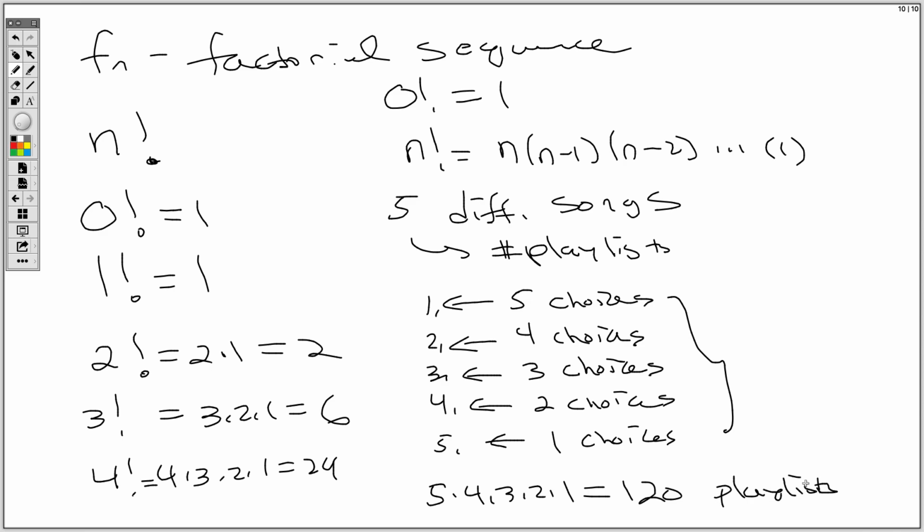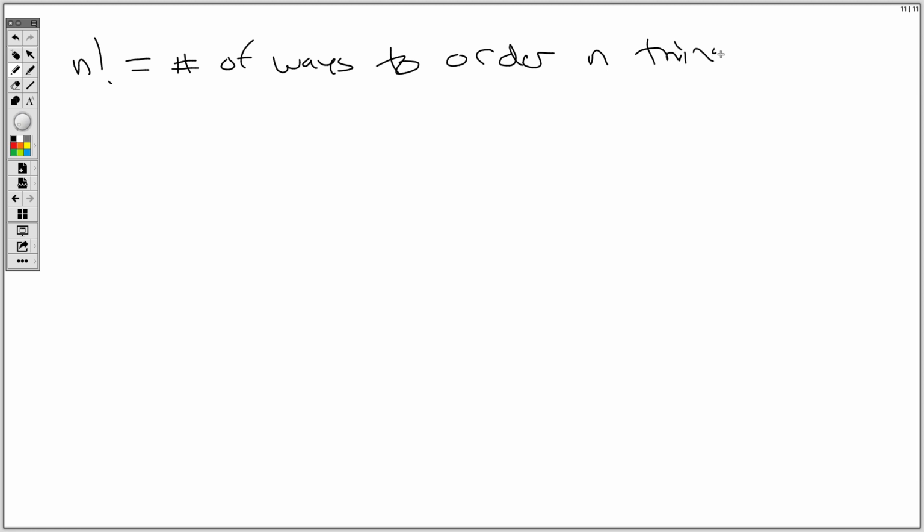Okay? So that's what factorials are good for. They're good for counting ordered arrangements. So n factorial tells you the number of ways to order n things. All right? Number of ways to order n things. And we'll come back to this, like I said, a week from Thursday, the last day of class.